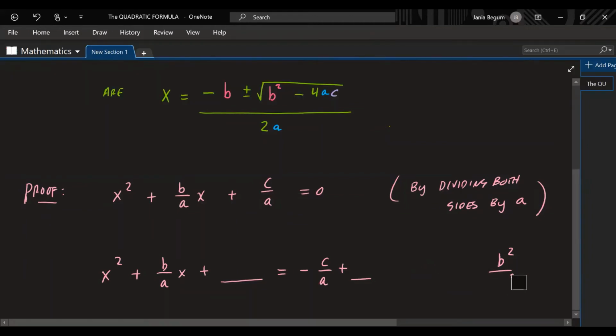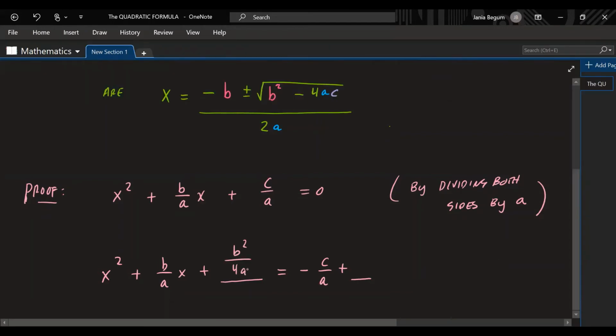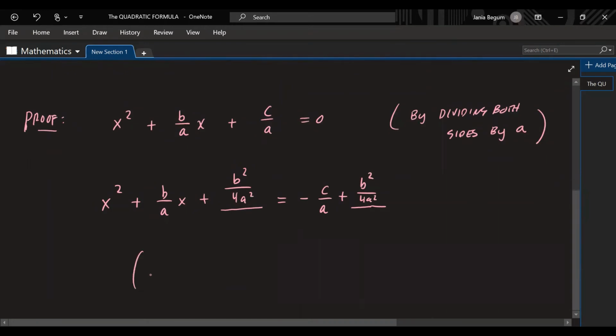So let's go ahead and write that. We have b squared over 4a squared by completing the square. Now that we have added this extra term, the left side is a perfect square. So we have x plus b over 2a all squared is equal to, and on the right side, you want to combine them by using the LCD. That will give us b squared minus 4ac all over 4a squared. So we combine these two terms on the right side.